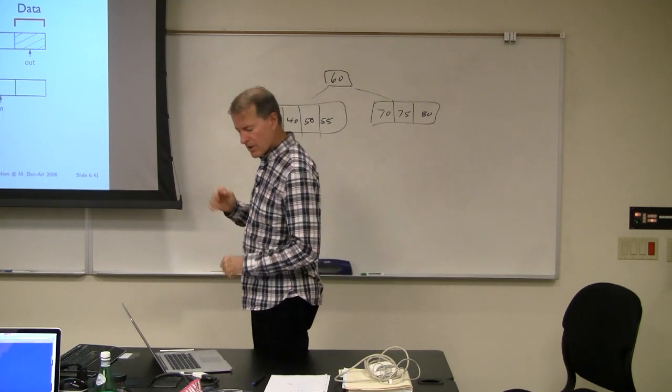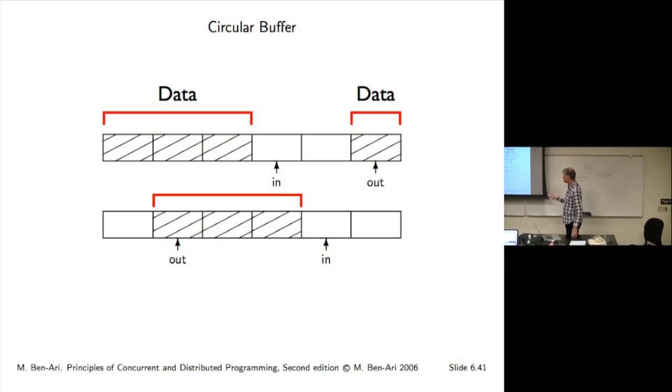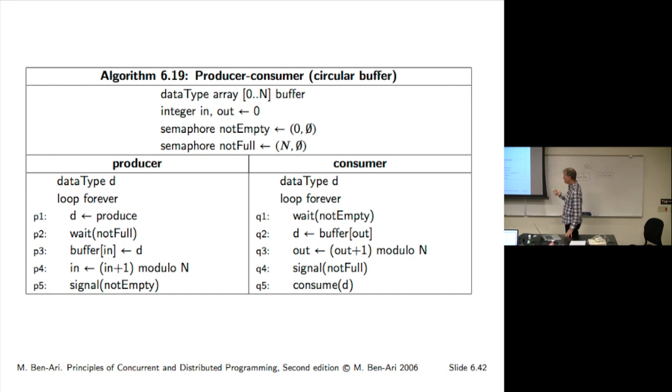Now, while we're talking about that, let's take a look here at the slide. This is the picture of the circular buffer, and we've done this before. You did the circular buffer in data structures. And then here's the code that's practically all done for you right here. The producer consumer with the circular buffer. Are there any questions about this before we go on?